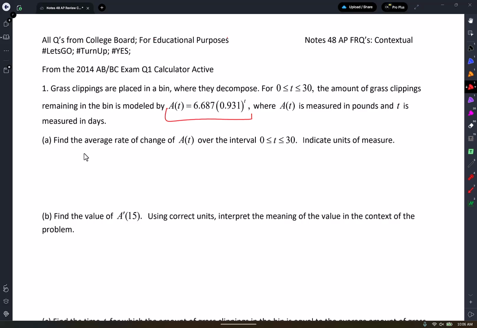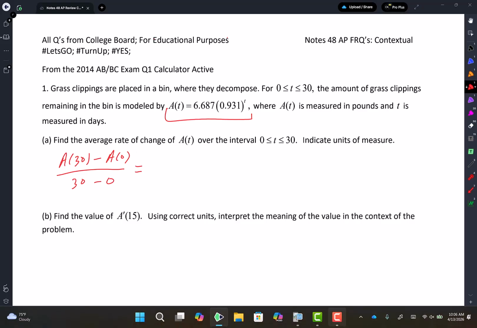It says, letter A. Find the average rate of change of A of t over the interval 0 to 30. Indicate units of measure. Ms. Vega, what do I do for this one? A of 30 minus A of 0 all over 30 minus 0. Do I have to show any arithmetic by hand? This is called a setup.